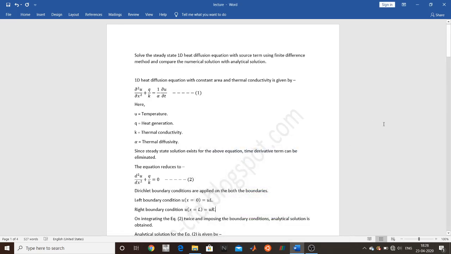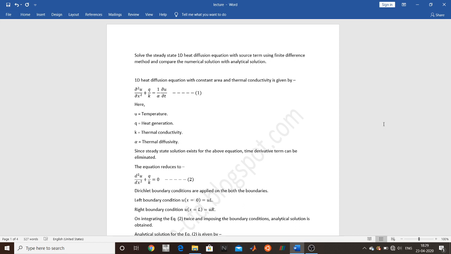Hello everyone. Today in this video, I'm going to teach you how we can solve the steady state one-dimensional heat diffusion equation with source term using the finite difference method. The one-dimensional heat diffusion equation with constant area and thermal conductivity is given by equation number 1, where U is the temperature, Q is the heat generation, K is the thermal conductivity, and alpha is the thermal diffusivity.